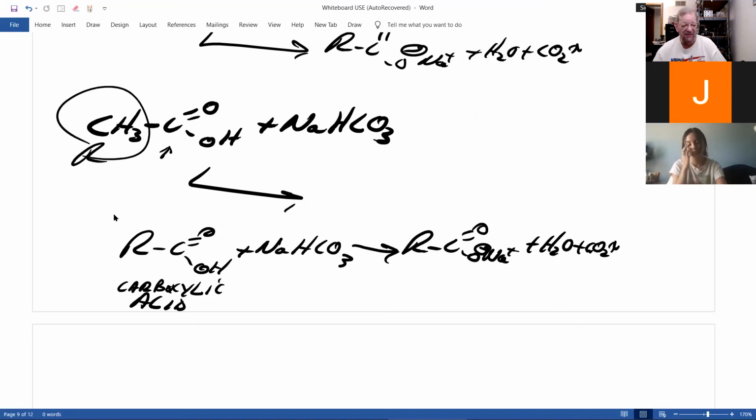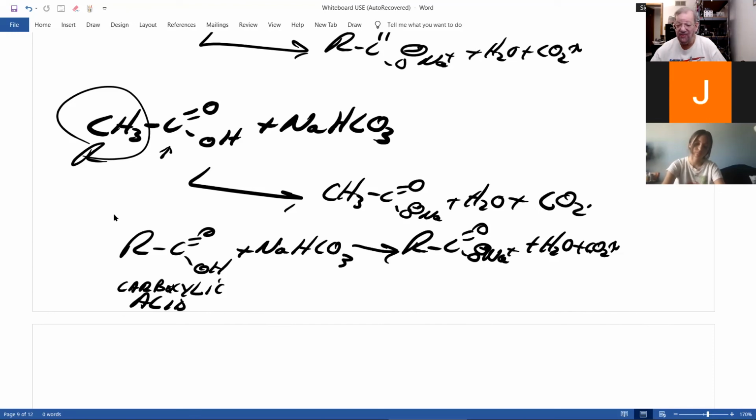And what's our methyl? So I get this carboxylate anion, which is called sodium acetate, the common name, plus water plus CO2 given off as a gas. And that's how you do it.